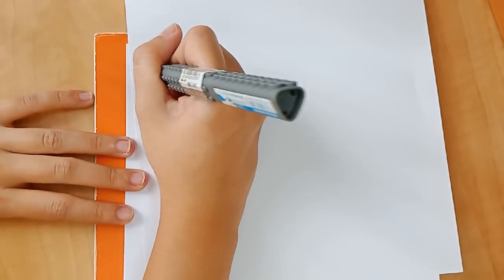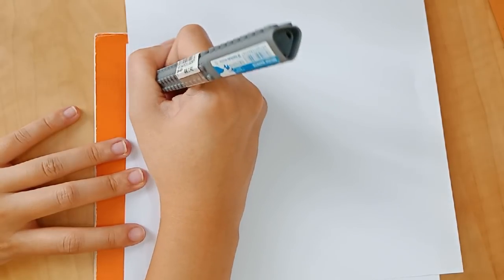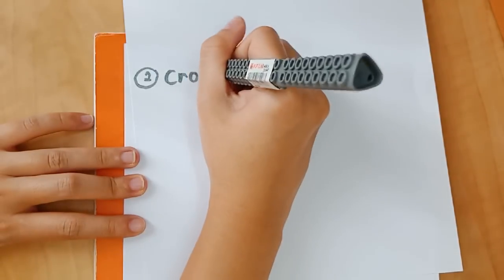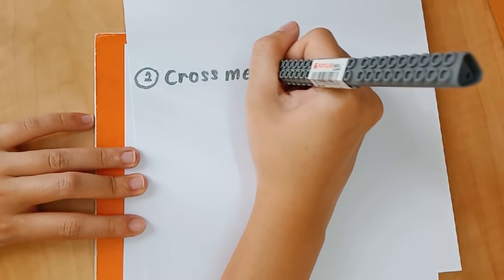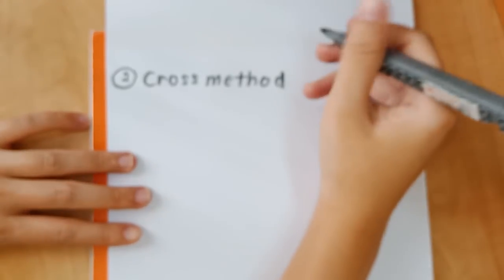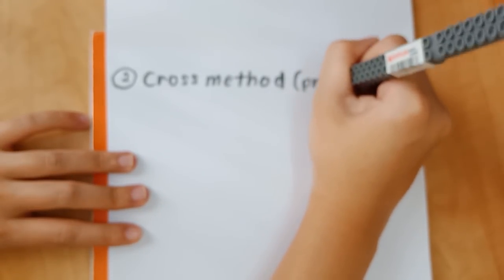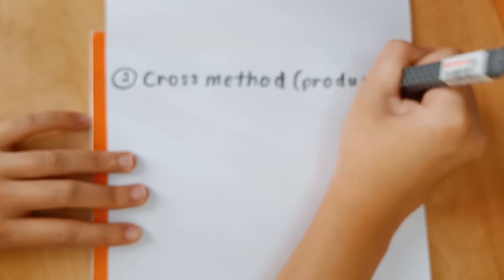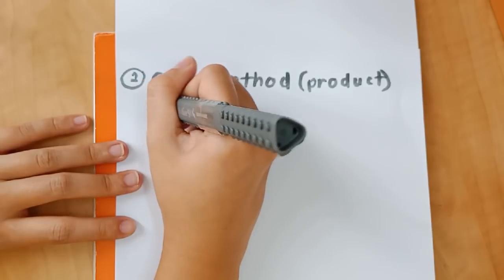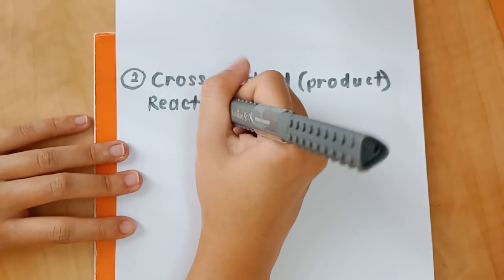The second thing that we have to know in order to balance any chemical equation is the cross method. So the cross method is actually used to determine the products first. Before you actually balance the chemical equation, you need to at least know the product. So I'm just writing down product in brackets. And then for this example, I'm actually using zinc and oxygen as the reactants.